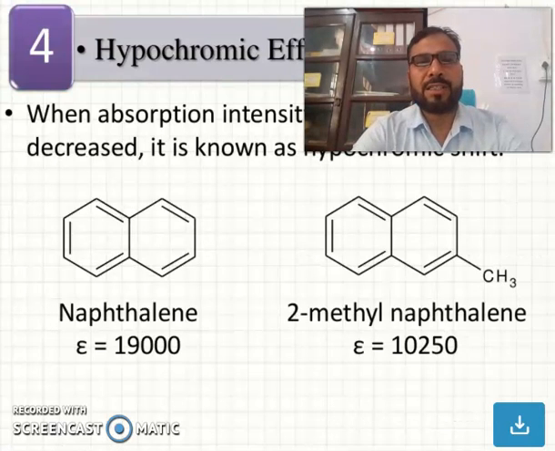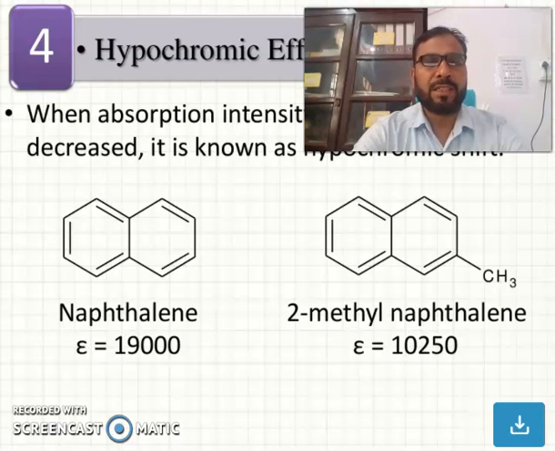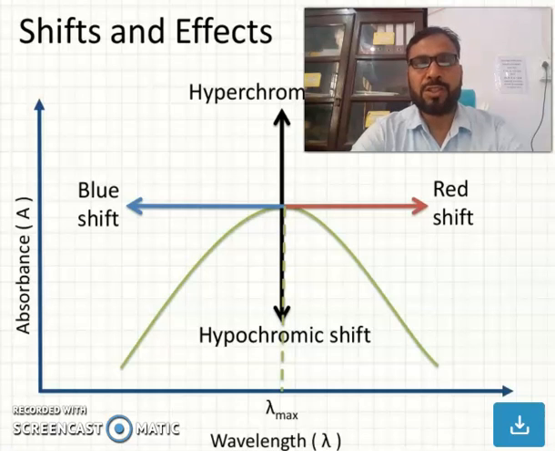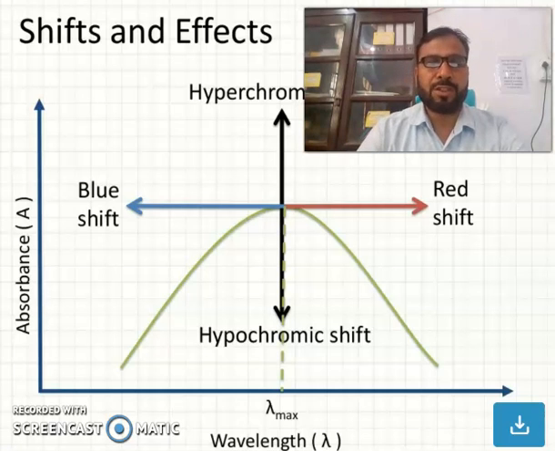When the absorption intensity epsilon of a compound is decreased, it is known as hypochromic shift. Naphthalene, you know, epsilon value 19,000 and 2-methylnaphthalene 10,250 nanometer, epsilon 50. Now you can see in the demonstration shifts and effects: hyperchromic shift, hypochromic shift, red shift and blue shift.